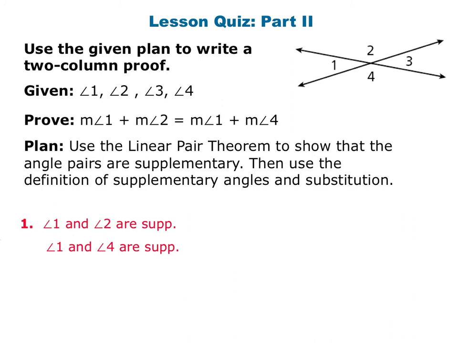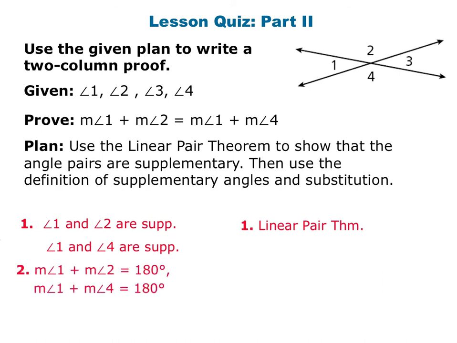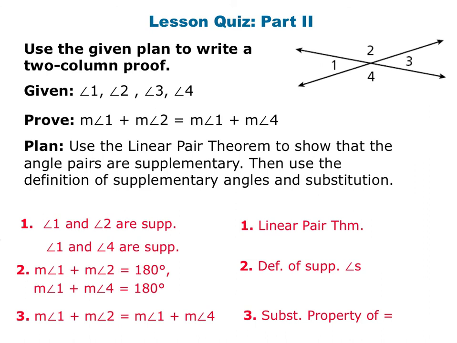Okay, here's what I had. Where did I come up with that? Well, looking at the picture, I can tell that those are a linear pair, and that linear pair theorem would tell me that they're supplementary. Then I showed the equations based on the definition of supplementary angles. And if you remember from those last 2 problems you did, that substitution, taking out that 180 in this case and replacing it, that'll get you to what you're trying to prove. That might have been kind of hard to get started.